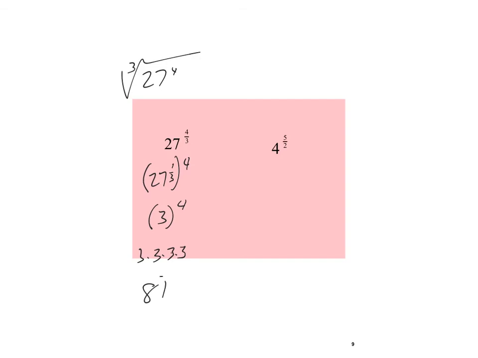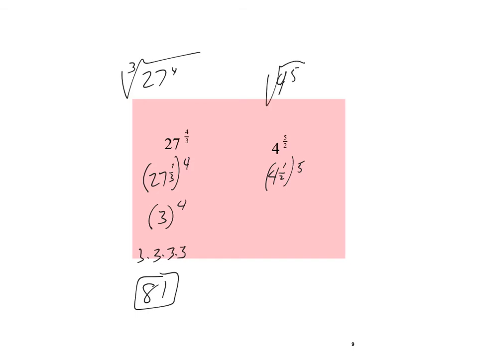Okay, so looking at this one, 27 to the 4/3, I would recommend that you answer this like this: 27 to the 1/3. So what's the cube root of 27? Again, this might be written like this as well. 27 to the 1/3 is 3. So this is just 3 to the 4th. So 3 times 3 times 3 times 3. 3 times 3 is 9, times 3 is 27, times 3 is 81. 4 to the 5 halves, again, this would be 4 to the 1/2 raised to the 5th.